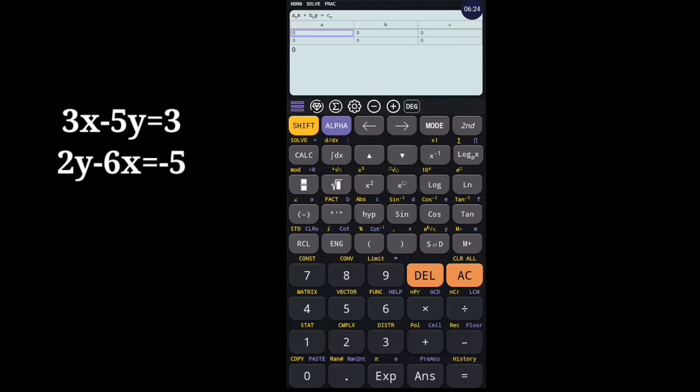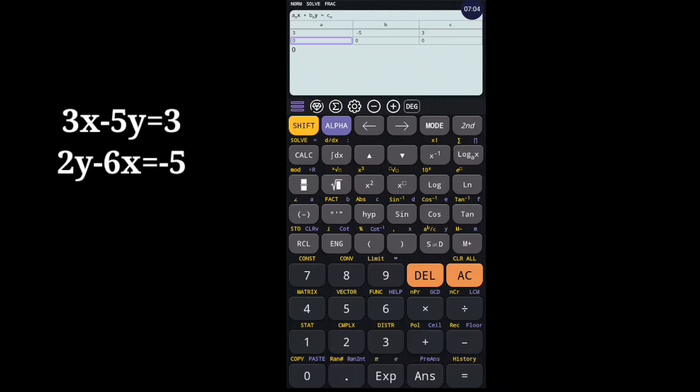So the coefficient of x, that is our a, is 3, equal to. Then b is minus 5, equal to, and c is 3, equal to. For the second equation, the coefficient of x is not 2. So look carefully, it's actually minus 6. Or to avoid that problem, you can just arrange it in the form minus 6x plus 2y equals minus 5. But if you know what you are doing, there's no problem.